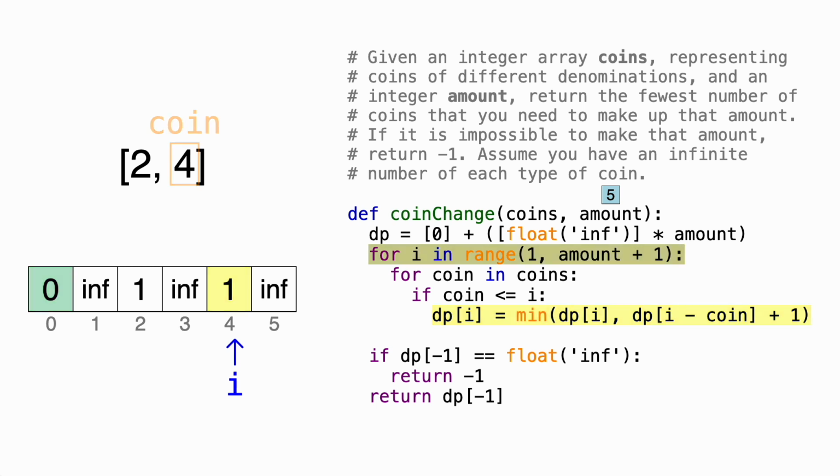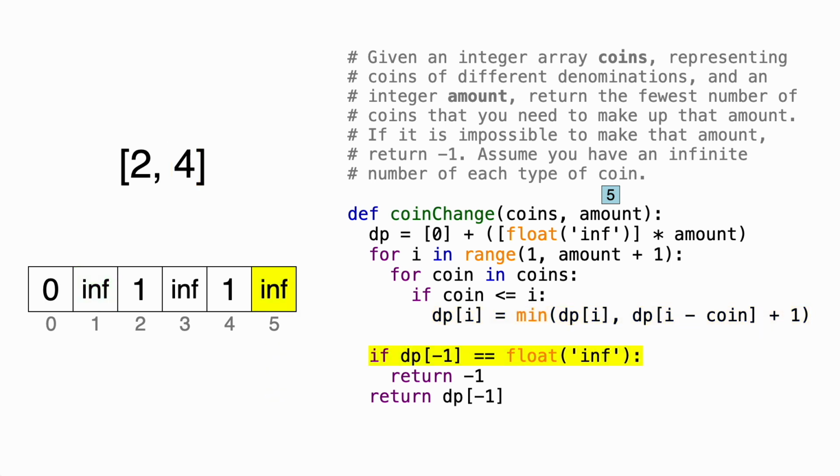Now we're finally at index 5. If we start by using a 2 coin, then we have an amount of 3 left over. Since there is no way to make an amount of 3, the value stays at infinity. What if we used a 4 coin first? Well, 5 minus 4 equals 1, and there is no way to make an amount of 1 either. So we can't get the value at index 5 to be any less than infinity, and the loop just ends.